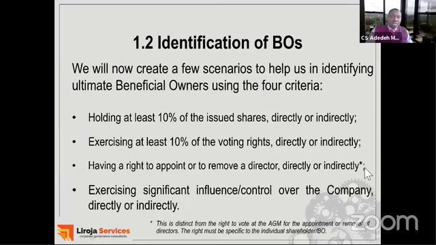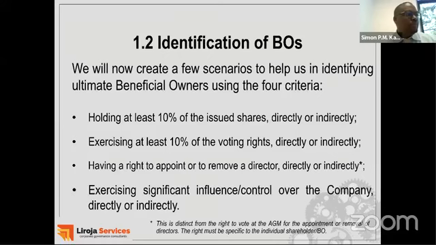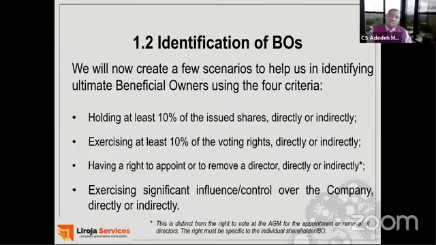I put an asterisk on having a right to appoint or remove a director. And I had explained this earlier on, but it doesn't harm to reiterate. Please note that the right to appoint or remove a director is distinct from the right to vote at the AGM for the appointment or removal of directors. The right must be specific to the individual shareholder or person. If it's not specific, then that does not qualify that person as a beneficial owner.